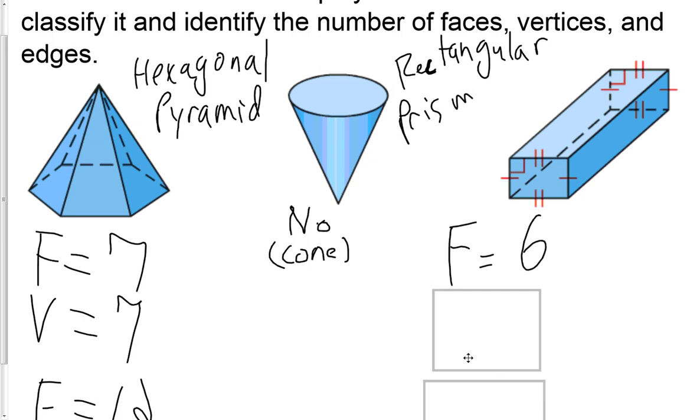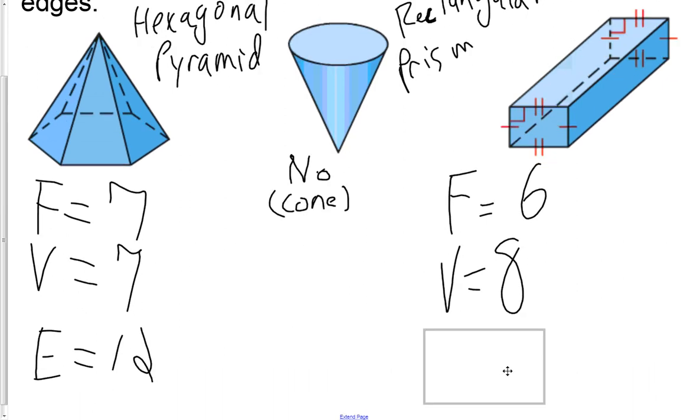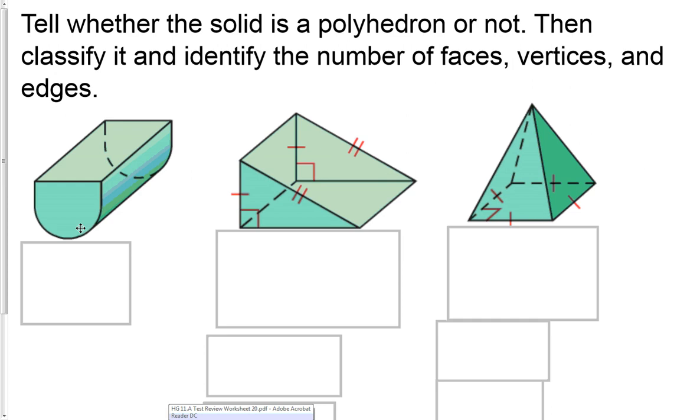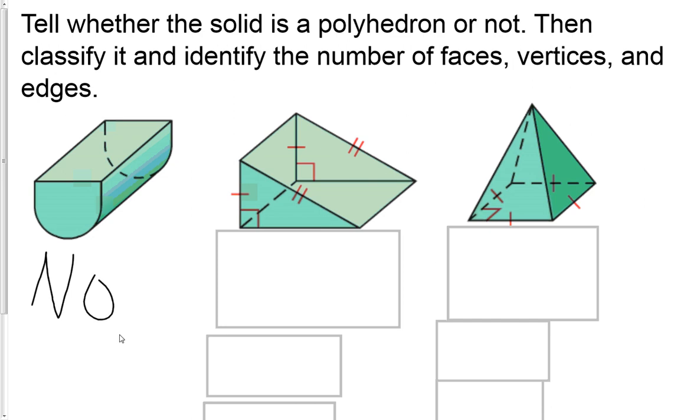Now, how many vertices do we have? 1, 2, 3, 4 here, 5, 6, 7, 8 there. And then our edges are going to be 4 here in the front, 4 in the back, and 1, 2, 3, 4 lines connecting the two, for a total of 12. See a pattern between the faces, vertices, and edges yet? Kind of be looking for that pattern. Next, this looks like an upside down mailbox, maybe a feeding trough. So that one is not a polyhedron.